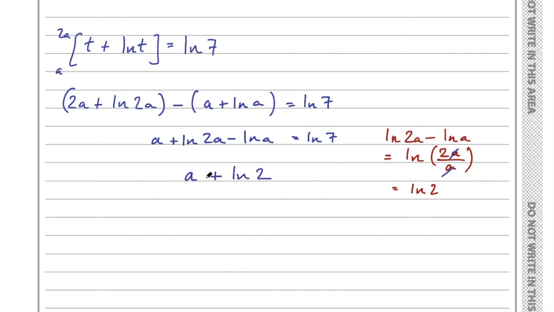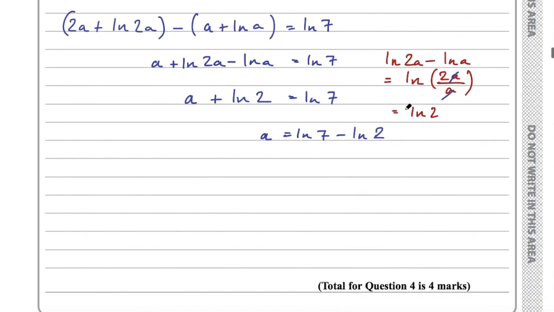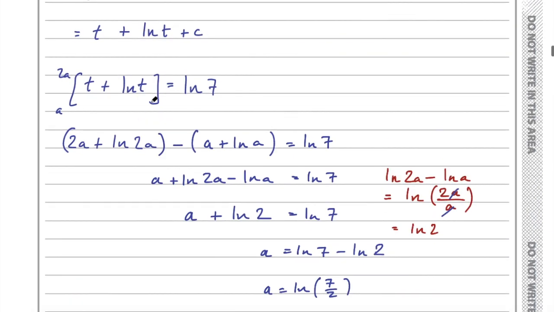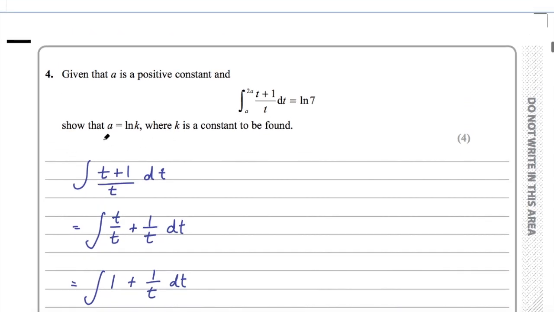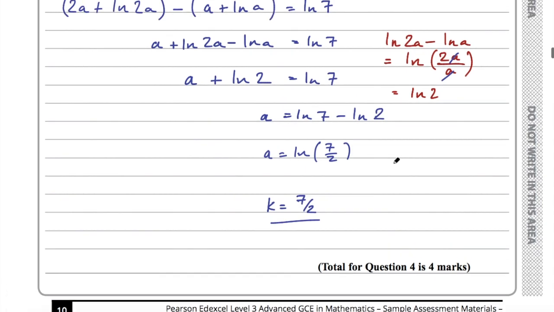Alright, so on the next line we end up with a plus log of 2 equals the log of 7. And if we subtract that log from the right hand side, we'll get a equals log of 7 minus the log of 2. And again we can use this idea. This turns into a division, so a equals the log of 7 on 2. And look back at the question, it's saying show that a equals ln k where k is a constant to be found. In this case, k is going to equal 7 on 2. And that is question 4 for 4 marks.